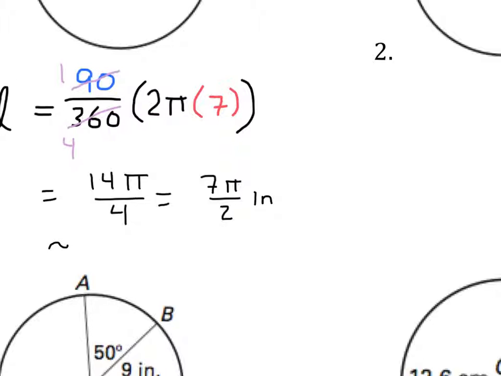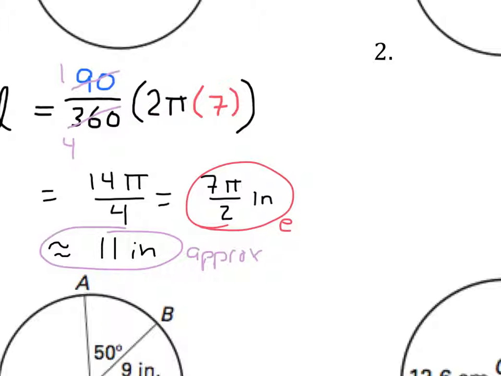Now the approximate answer, we just plug into a calculator. So it looks like it rounds up to 11 inches. So I have two answers. This is my approximate value, and this is my exact answer. And if it does not say which to leave it in, you should do both.